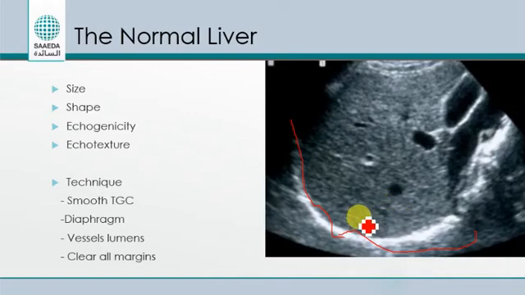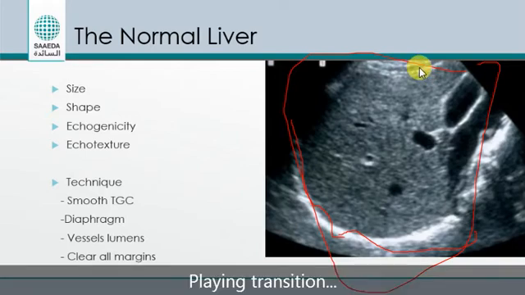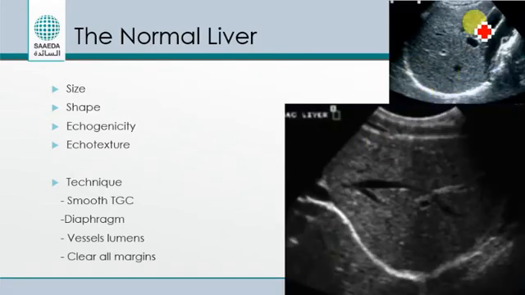Regarding clearing all margins, that means we need to see all around the liver, all the edges of the liver, everywhere, not allowing anything to stay out of the field. For example, here, this is the previous image, and this is another image. You can see here, although the diaphragm is obvious, as we can see here. I'm not a very good painter, but that's my best.